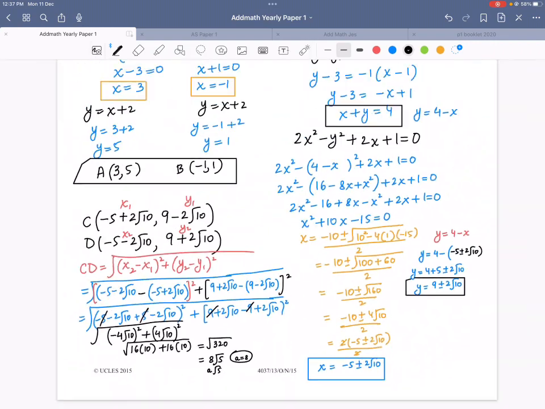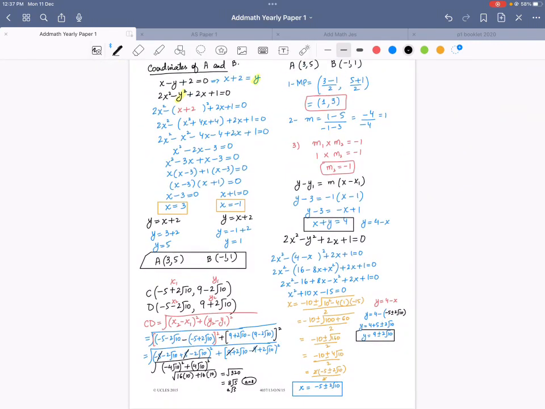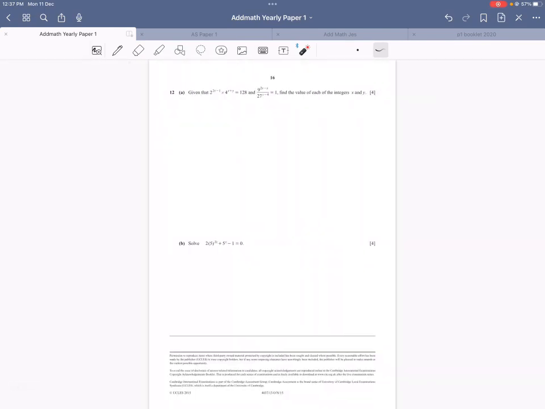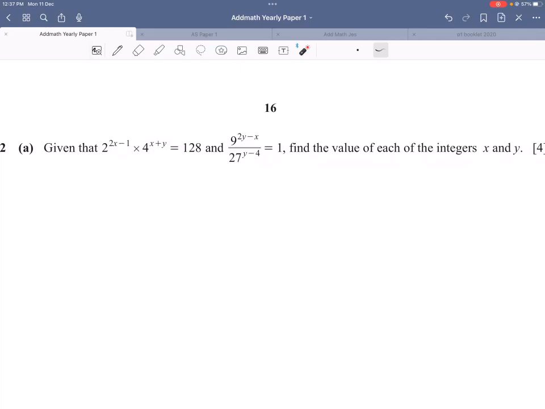The question is lengthy, but it's easy. The whole part that we have applied, 2 times simultaneous equation, that's why the solution is lengthy. After that, question number 12.